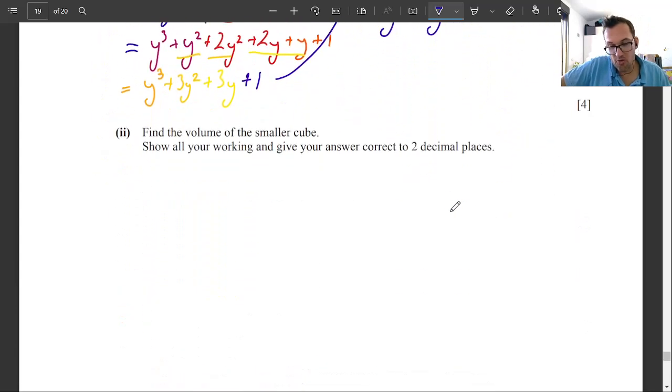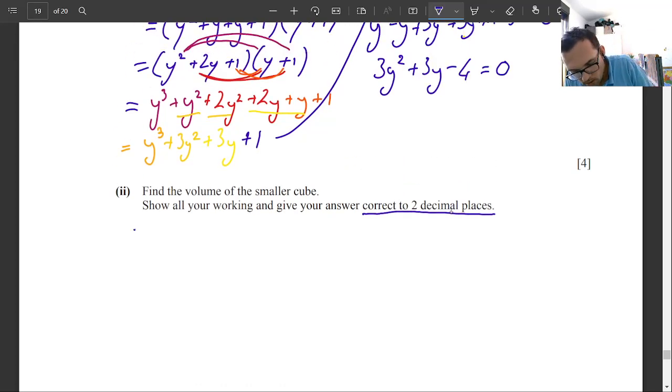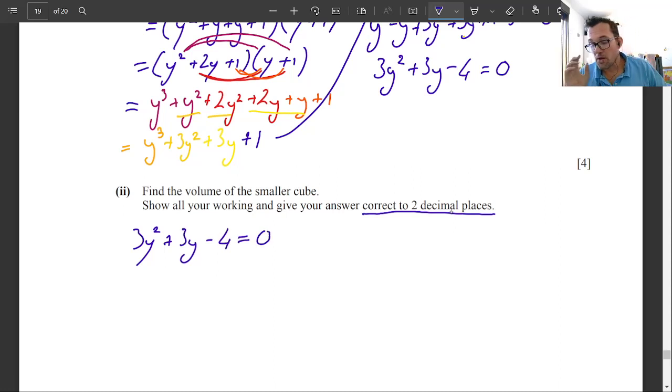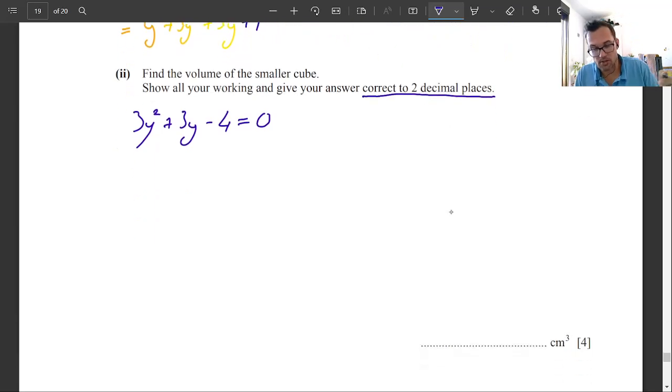Part 2 tells us: find the volume of the smaller cube. Show all your working and give your answer correct to 2 decimal places. Now, correct to 2 decimal places means to me I'm going to have to use a calculator. So what do we have? We got this equation: 3y squared plus 3y minus 4 equals 0. And we want to know what is y. We can try and factorize this, but we already got a clue that it's got decimal values, so it's completely hard to factorize.